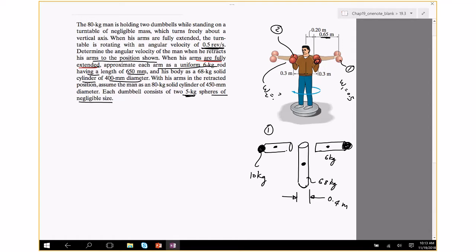Okay, am I missing something? What is the diameter of his arms? 6 kg, 650. Is there any information on the diameter of his arms in the question? It's in the diagram? Where's that? That's the length. What about the diameter of this? So yes, this is 0.65. I should put it here, 0.65. And this is 0.85, right? 0.2 plus 0.65. I'm trying to see what the diameter of his arms is.